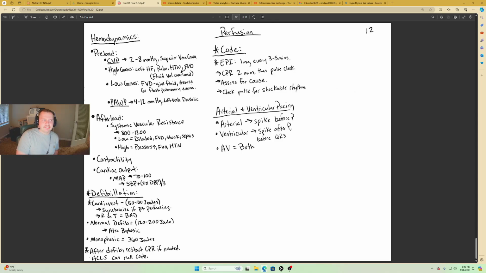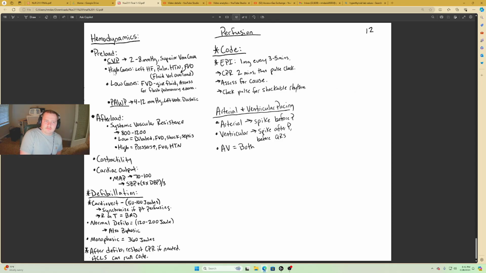High causes would be left-sided heart failure, pulmonary hypertension, fluid volume overload. So just think, if you have all this backing up, especially if you're auscultating pulmonary edema or your patient has fluid volume overload, they're edematous, then you'll probably see some increased CVP. Low causes, the exact opposite. Fluid volume deficit. You want to give fluid, and assess for flash pulmonary edema because you are giving them more volume.